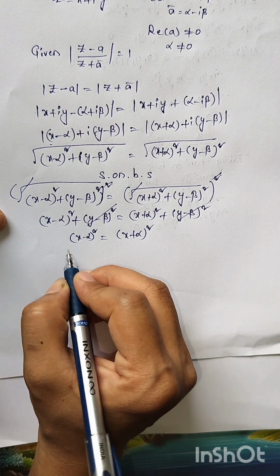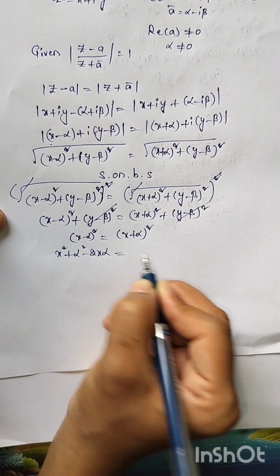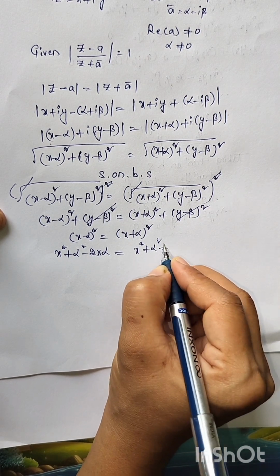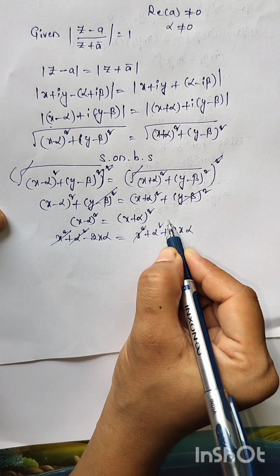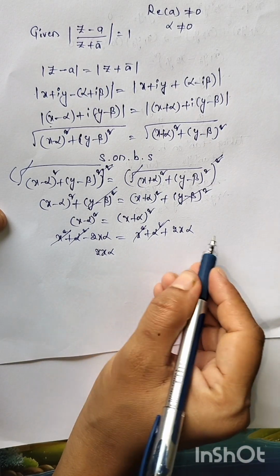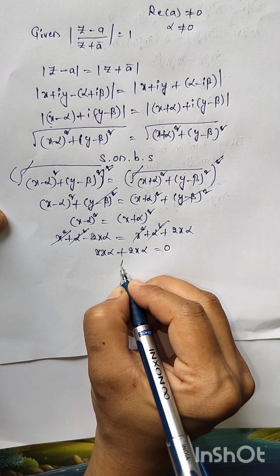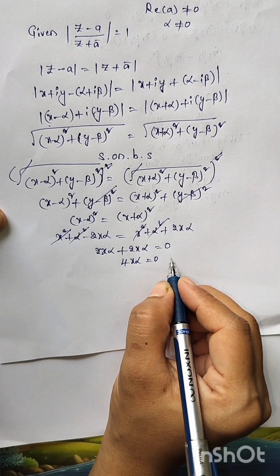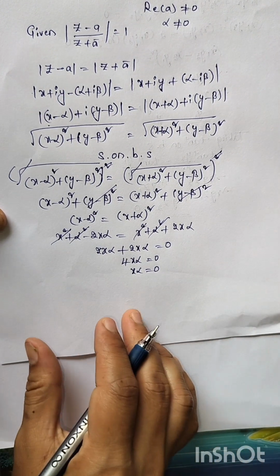Apply the a minus b formula: x square plus alpha square minus 2x alpha equals, in the same a plus b whole square form, x square plus alpha square plus 2x alpha. Here x square and alpha square get cancelled. So 2x alpha, I am writing this term to this side, plus 2x alpha is equal to 0. Then 4x alpha is equal to 0. Here I am taking 4 to the right hand side, 0 into 4 is 0. So x alpha is equal to 0.